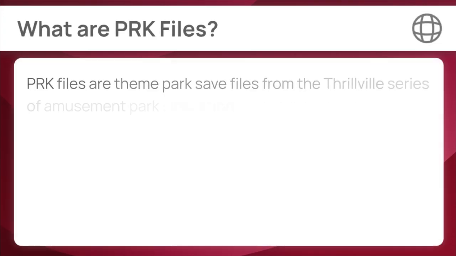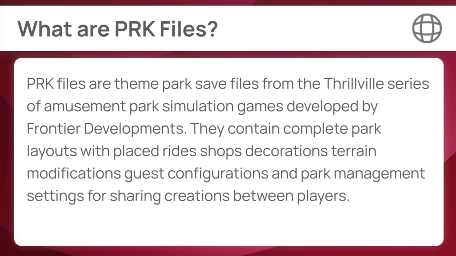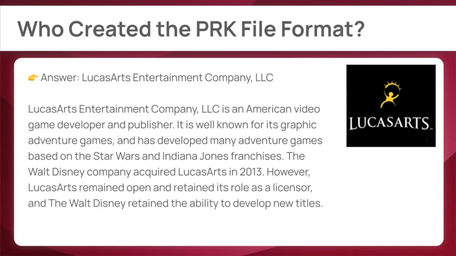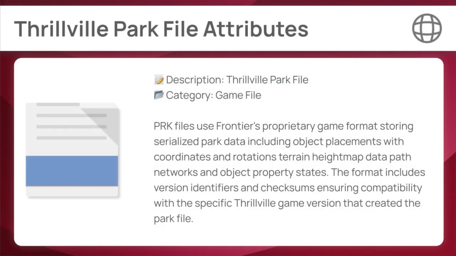PRK Files are theme park save files from the Thrillville series of amusement park simulation games developed by Frontier Developments. They contain complete park layouts with placed rides, shops, decorations, terrain modifications, guest configurations, and park management settings for sharing creations between players. PRK Files use Frontier's proprietary game format, storing serialized park data, including object placements with coordinates and rotations, terrain height map data, path networks, and object property states.